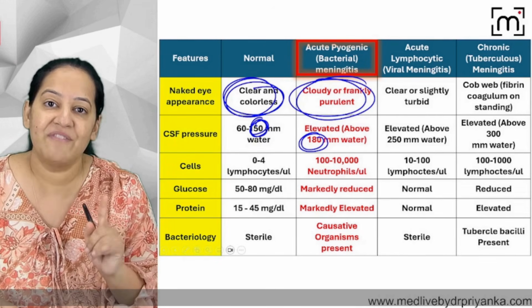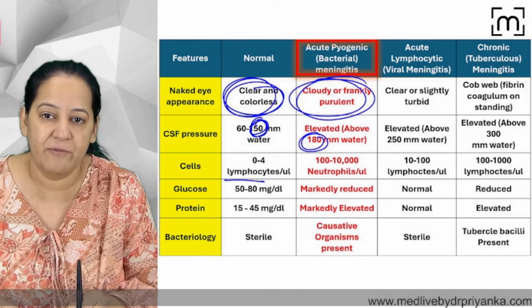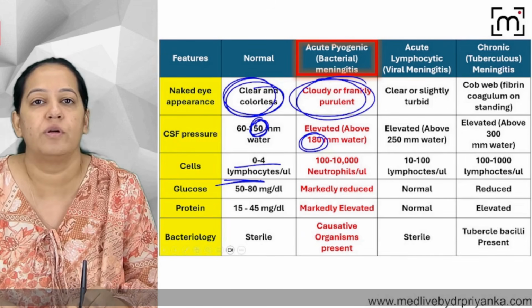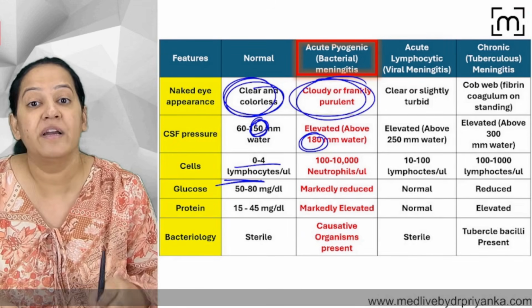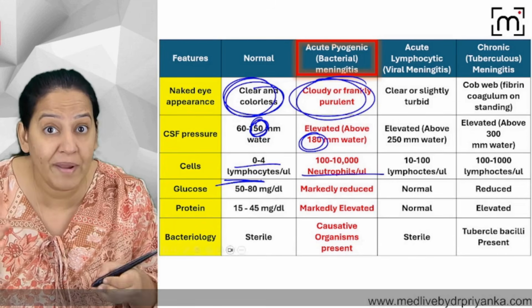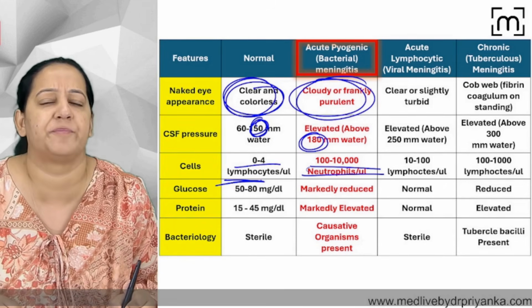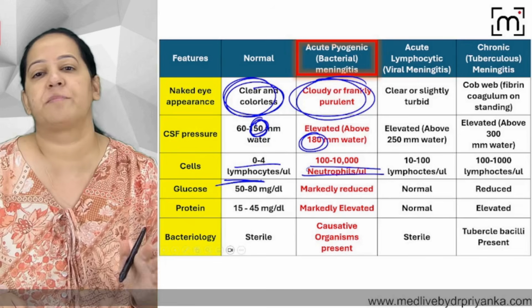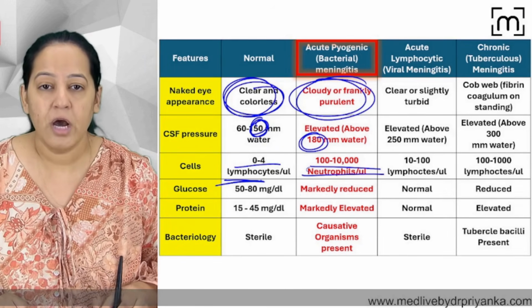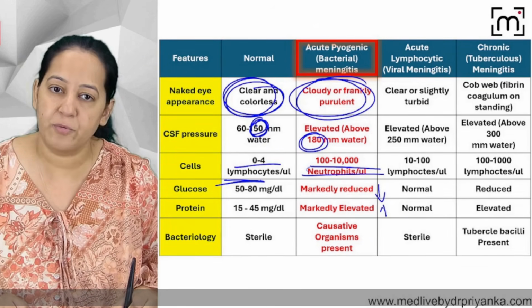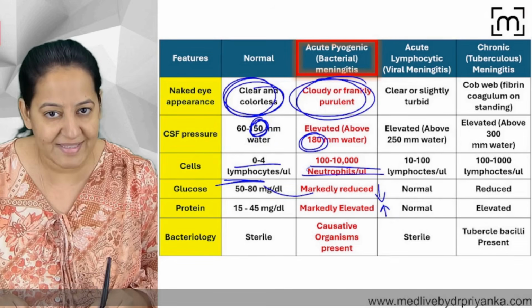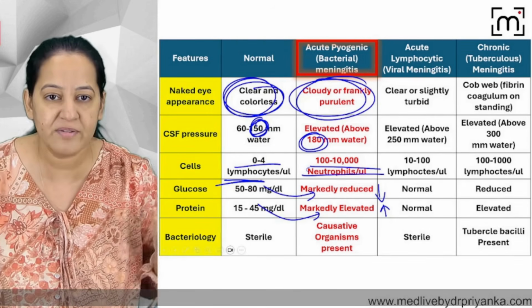Normal CSF has cells? Yes, it has lymphocytes. How many? 0 to 4 lymphocytes per microliter. Here neutrophils will be there. How many neutrophils? 100 to 10,000 neutrophils per microliter. Now here glucose is reduced and protein is elevated. Glucose will be less than normal, and protein will be more than normal. What is the reason for the two?